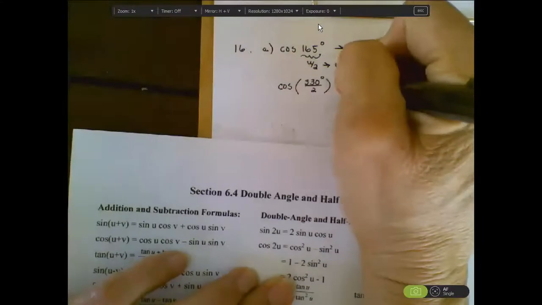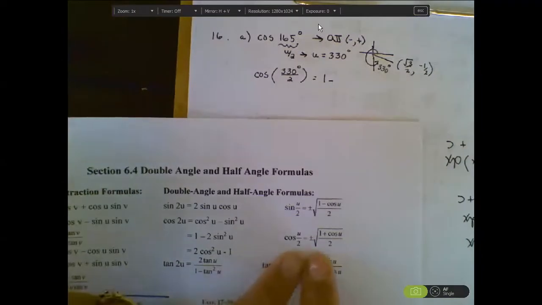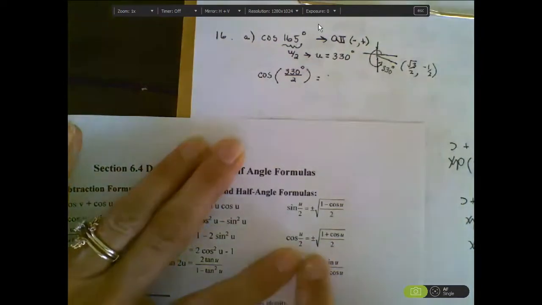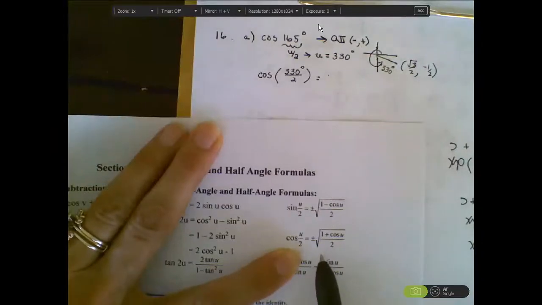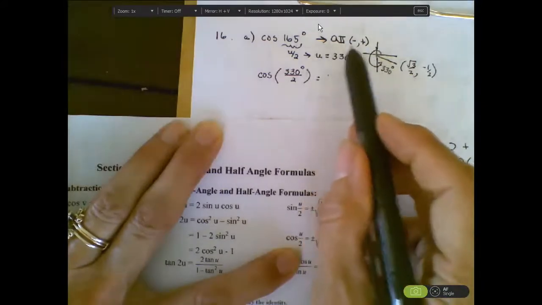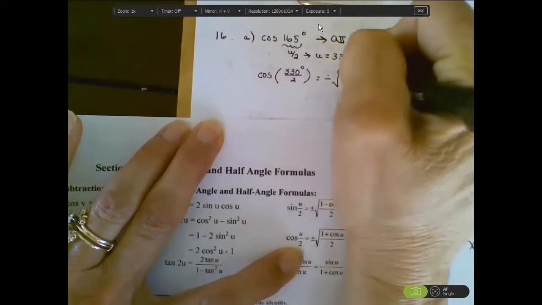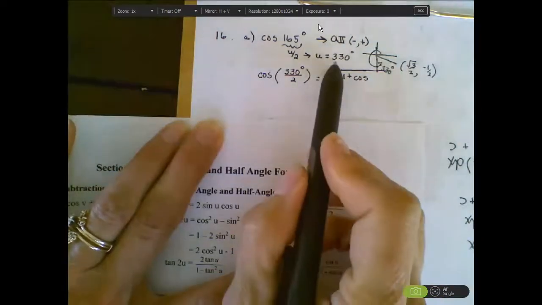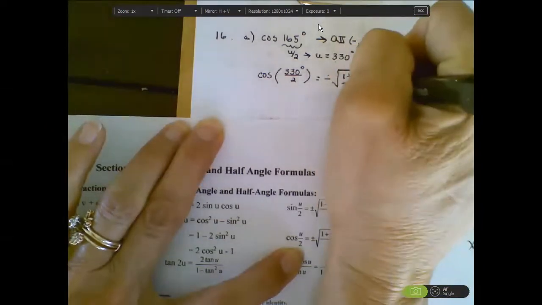1 minus, oh, I almost used a double angle formula. I meant to use a half angle formula. Should I use the positive or negative square root for cosine of 165? Negative. It's in the second quadrant, and in the second quadrant, cosine's negative, so I'm going to use negative square root of 1 plus cosine of u, which is 330 degrees, over 2.